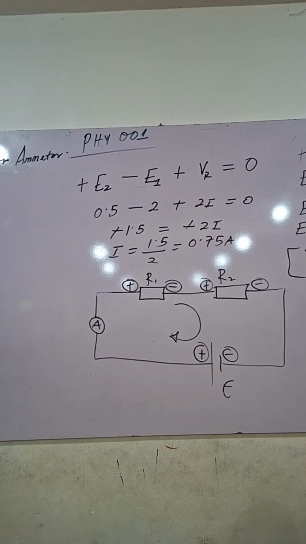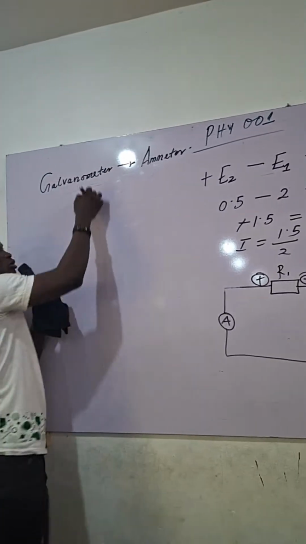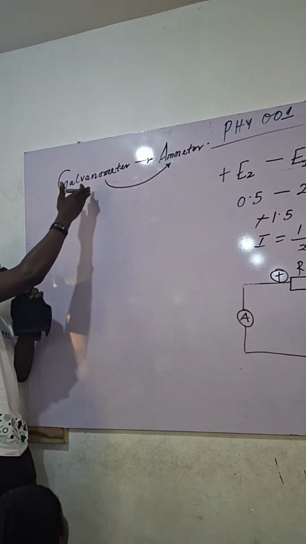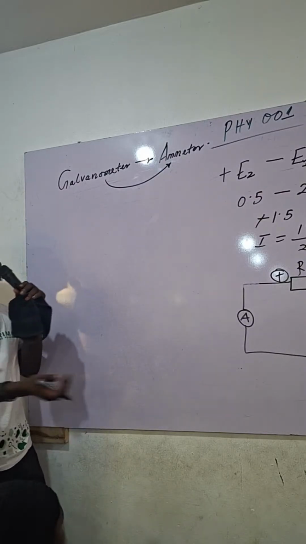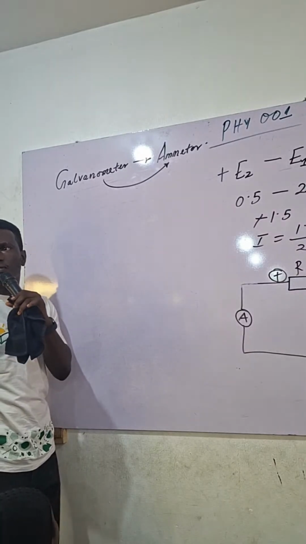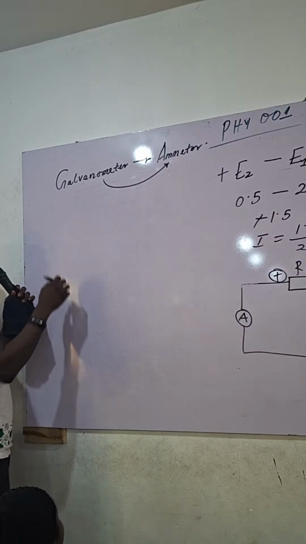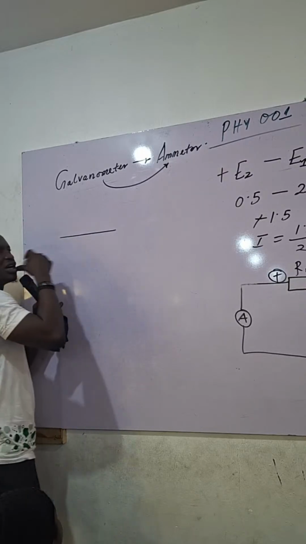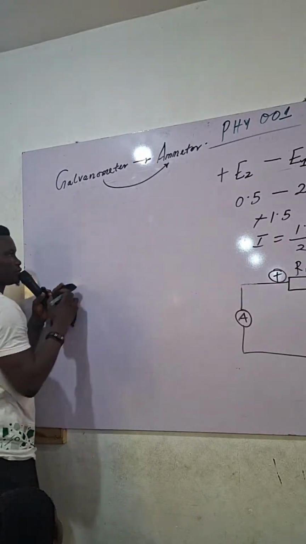Now you have a galvanometer and you want it to do the job of an ammeter. So you can convert galvanometer to what? To ammeter. What's the function of a galvanometer? Detects currents, small currents. But an ammeter is used to measure the magnitude of current. Do you get that? So now, if I'm to convert, let's say what I have is a galvanometer, and this galvanometer, let me make it bigger.